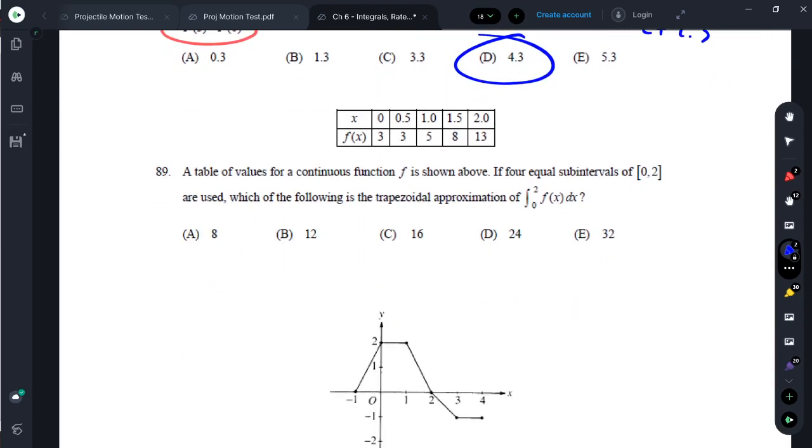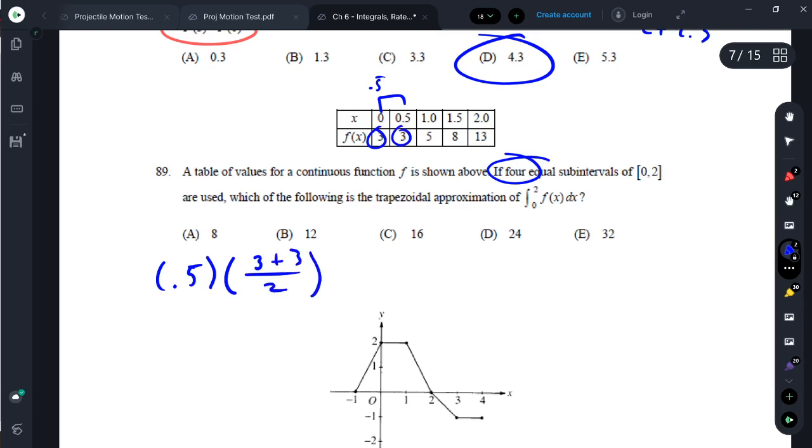All right, again, this is a calculator question, but you don't really need one. So a table of values is shown here. If 4 subintervals from 0 to 2 are used, which of the following would be the trapezoidal approximation? A calculator is nice just to do it faster, but this is 0.5 times, for trapezoid, we do both the left and the right. So 3 plus 3, and then we divide by 2.